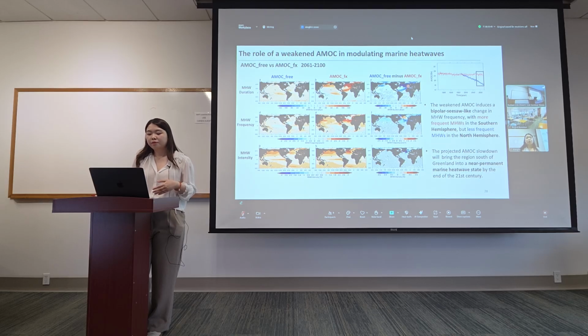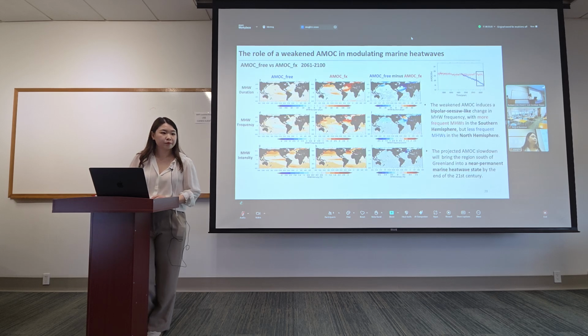And by the end of the 21st century, the Northern Hemisphere, south of Greenland, remains the most sensitive area for marine heatwaves to be affected by the AMOC. If the AMOC does not slow down throughout the whole century, the North Atlantic warming hole region will reach a near permanent marine heatwave state.